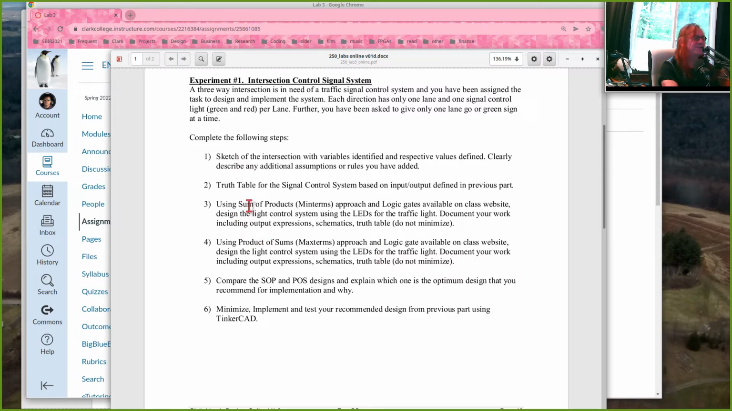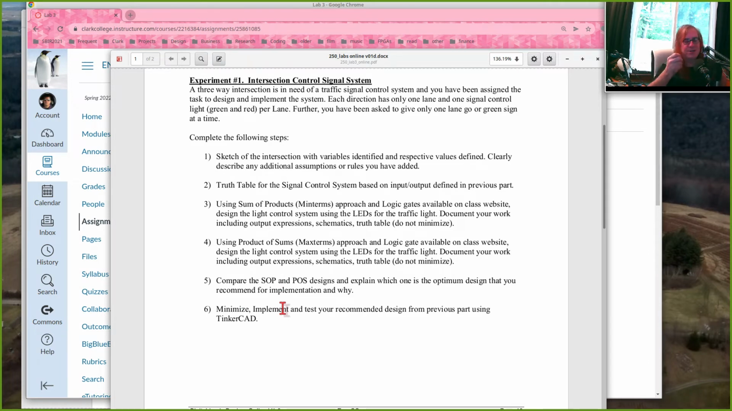But basically, you're going to come up with a circuit representation using sum of products, and then you're going to come up with a different circuit to solve the same problem using product of sums, and then you're going to compare your two designs. And then you're going to pick one of those two designs, and based on which design you pick, you're going to minimize it, and then implement and test the design in Tinkercad.